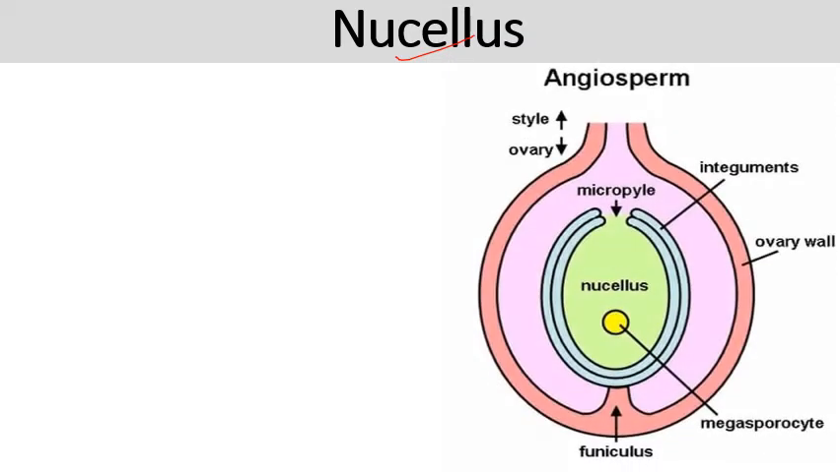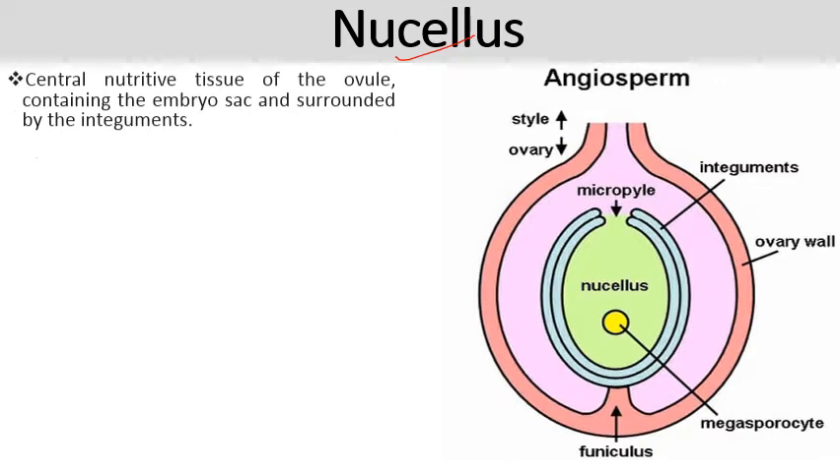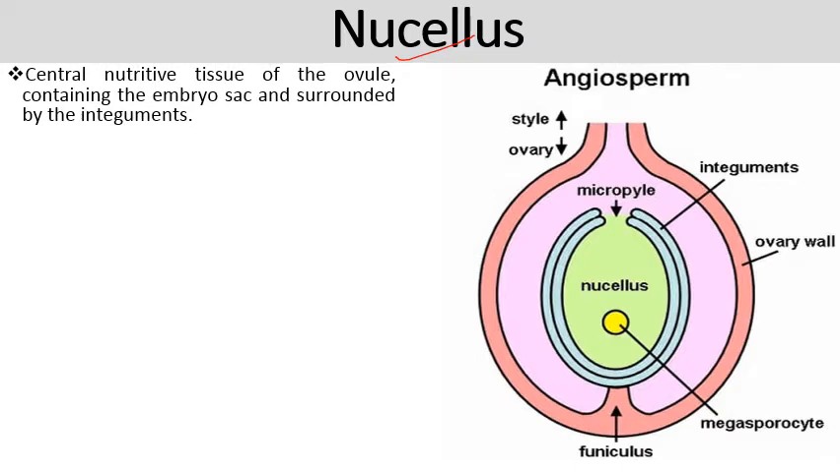Next important part of ovule is nucellus. Basically, it is a nutritive tissue which provides nourishment to the developing embryo sac. ये developing embryo sac को nutrition provide करता है. And it is consumed completely with the development and maturation of the endosperm. जैसे जैसे endosperm mature होता है वैसे ही ये completely consume हो जाता है. So this is basically a central nutritive tissue of the ovule containing embryo sac and surrounded by integuments. एक nutritive tissue है जिसको surround करते हैं integuments, and it provides nourishment to the embryo sac.